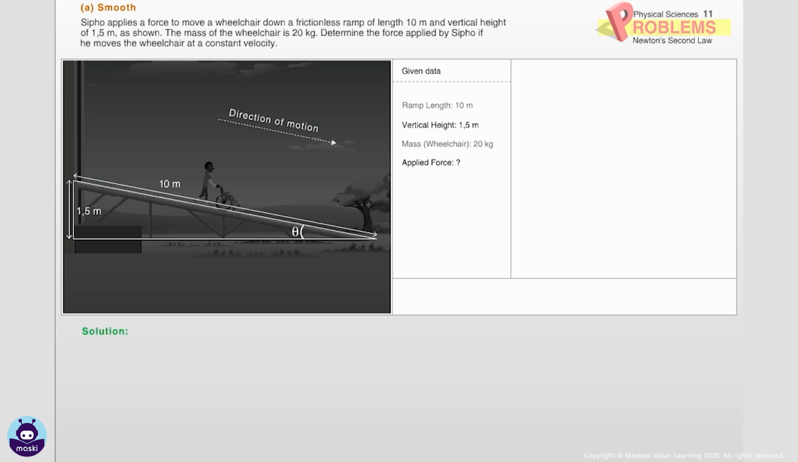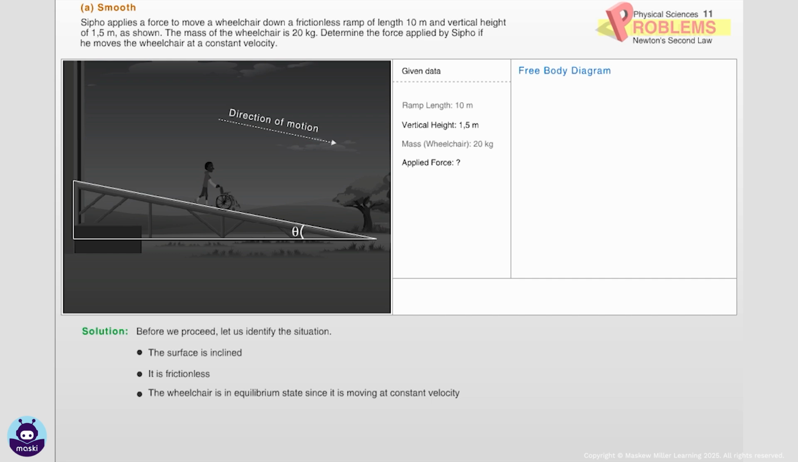Solution. Before we proceed, let us identify the situation. The surface is inclined. It is frictionless. The wheelchair is in equilibrium state since it is moving at constant velocity. Let us find the forces acting on the wheelchair and draw its free body diagram.